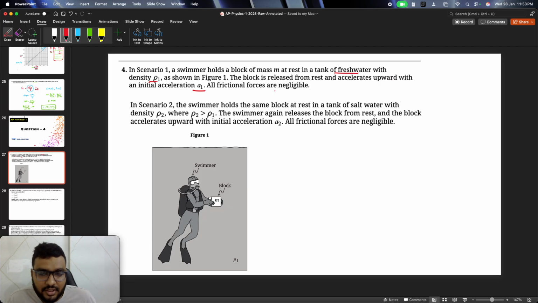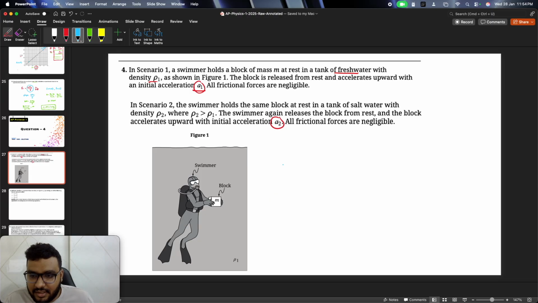All friction forces are negligible, so no friction. And in scenario 2, the swimmer holds the same block at rest in a tank of salt water with density ρ2, where ρ2 is greater than ρ1. The swimmer again releases the block from rest and the block accelerates upward with now an initial acceleration of a2. Here it was a1, here it is a2. All friction forces are again negligible.